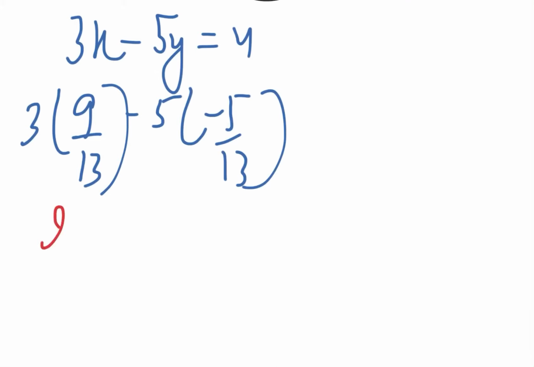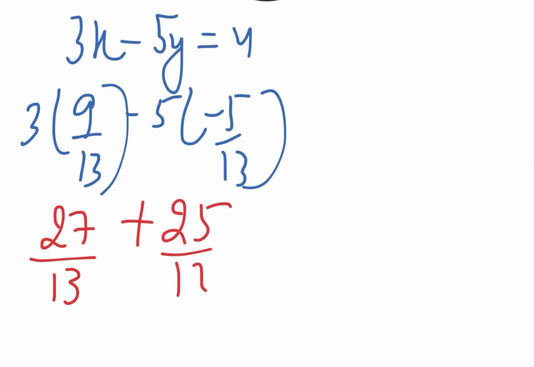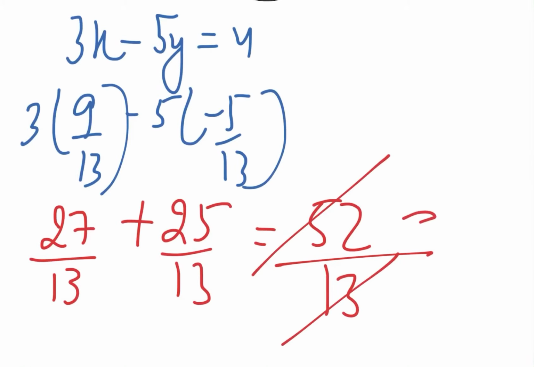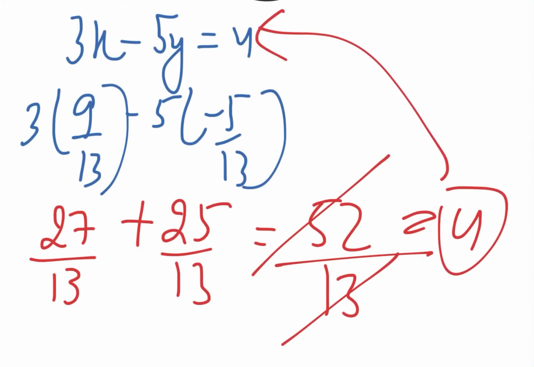So 3 9s are 27 by 13. Minus minus become plus, plus 25 by 13 on calculation. Taking the LCM, 27 plus 25, 52 by 13. 13 4s are 52. This becomes 4, which is equal to this value. Hence that means that these two solutions are correct. So I told you again, in linear equations, this is a golden rule: you can verify your answers by substituting the value of the answer in an equation and getting the result same. Okay, so just do that always, because it would leave you with no scope of error.